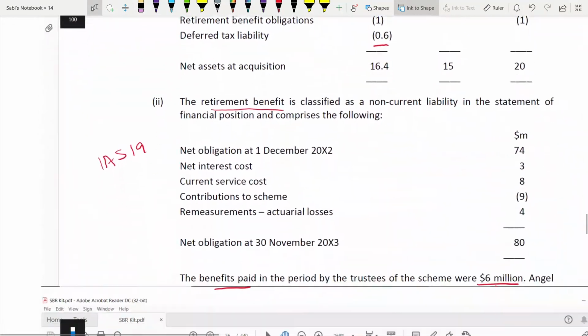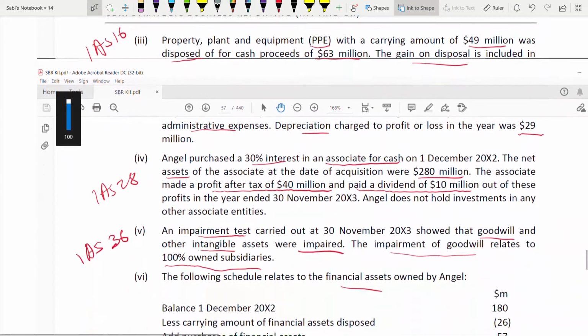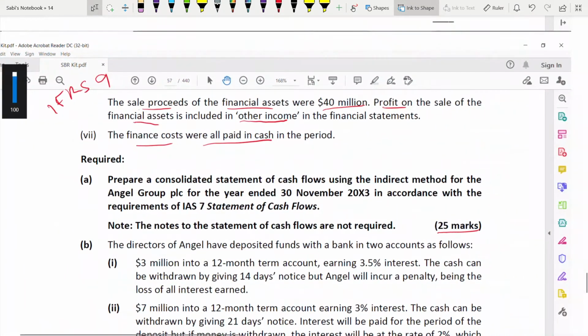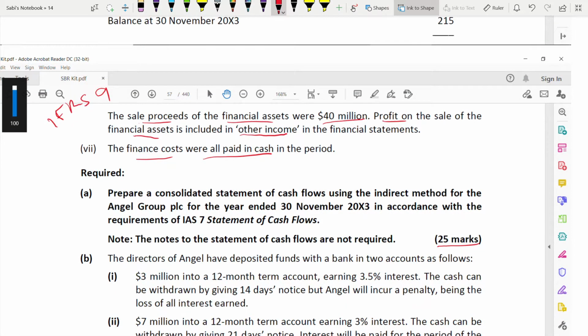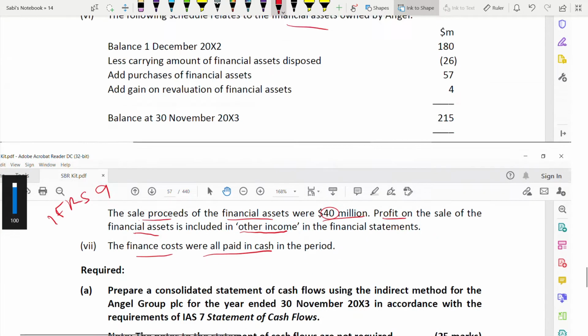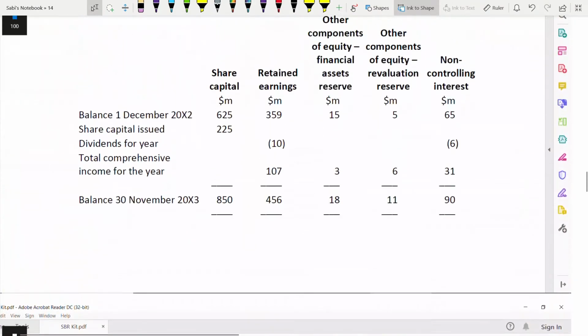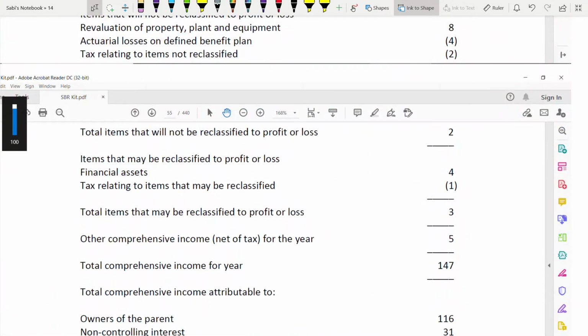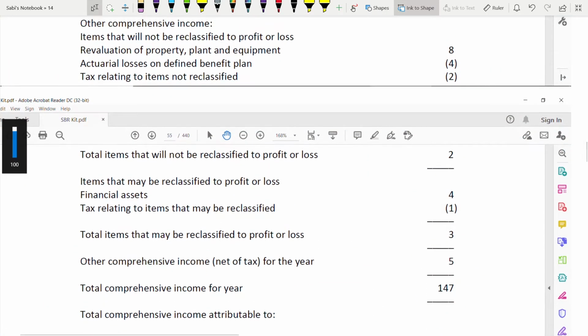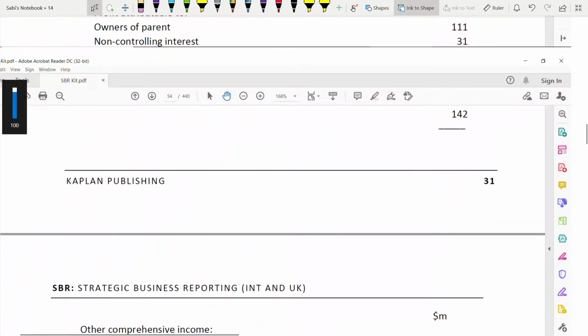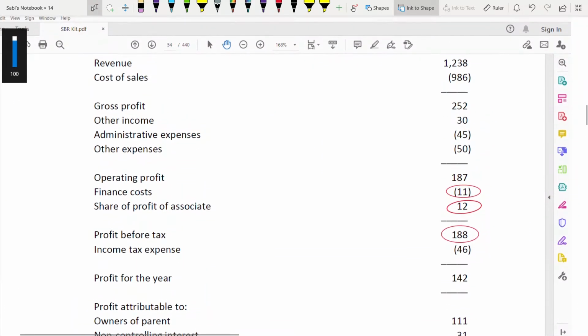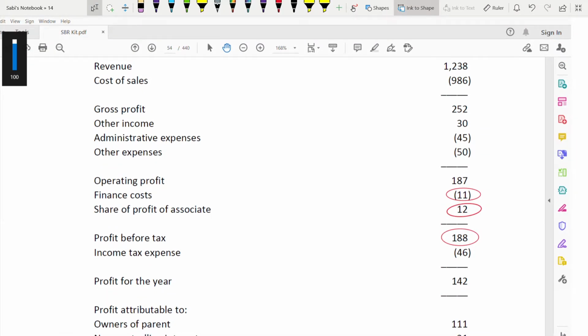So the financial asset part is IFRS 9. If you see the sale proceeds, it has been sold for 40. But the profit is there in the other income. This is the sale proceeds. So we have to go up and check other income. Other income is 30. It's given here. 30 is the other income.